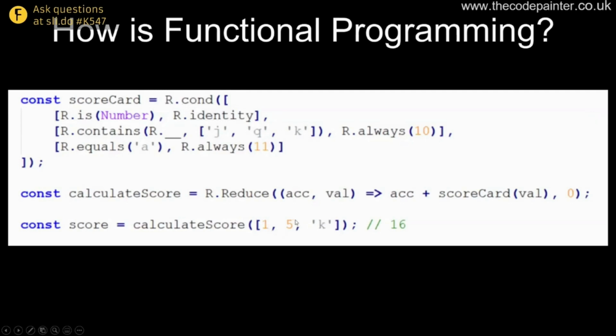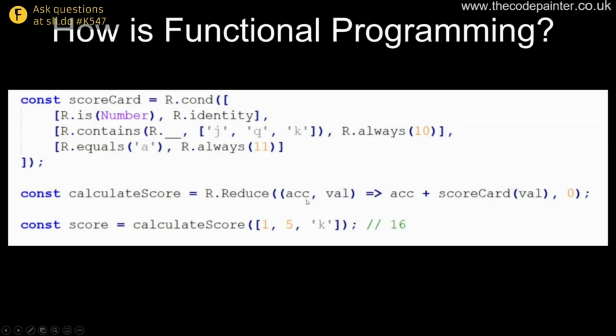So 1 will go into scoreCard. It'll match that it is a number, and come back as identity. So the new running total is 1. Then we'll call this function again. The new accumulator is 1, and the new value is now 5. We're saying that that is equal to the old value, that is 1, plus the score, which again will be 5. So that means that the new accumulator is 6.